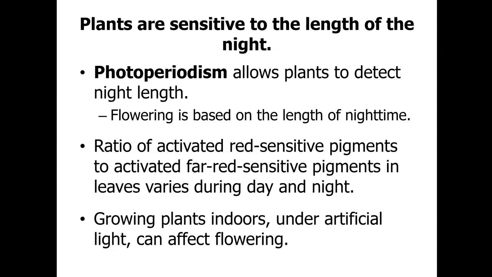So photoperiodism is going to allow plants to detect the length of night. So flowering is going to be based on length of nighttime. You might think daytime, but that is not correct. It's going to be length of nighttime. The ratio of activated red sensitive pigments to activated far red sensitive pigments in the leaves is going to vary during the day and night. And so plants are going to be able to pick up on this, and it allows growers, with plants that are indoors or under artificial light, to continue to get them to flower throughout all seasons.